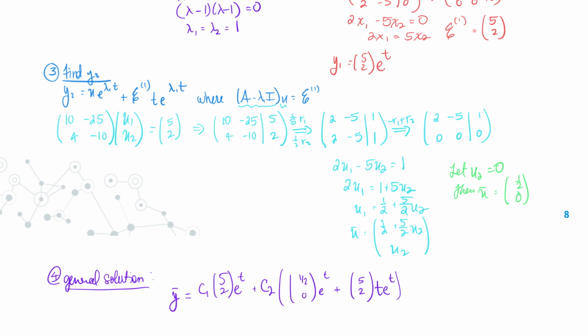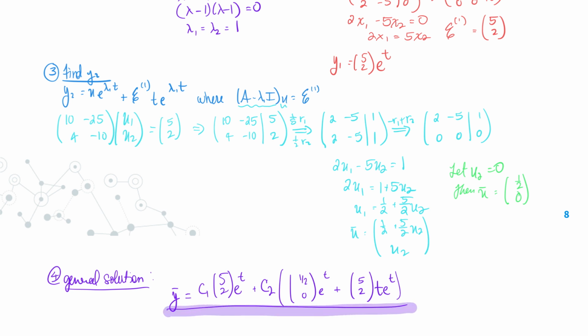So we end up with our final general solution looking like C1 times the vector 5, 2 times e to the t plus C2, and then times the entire expression for Y2, which is the vector 1/2, 0 times e to the t plus our eigenvector 5, 2 times t e to the t. And that is our final general solution.